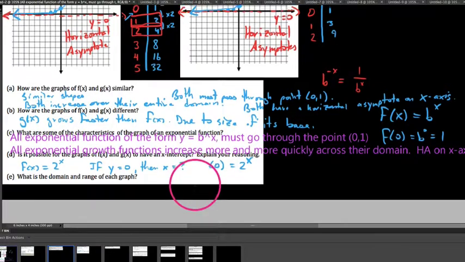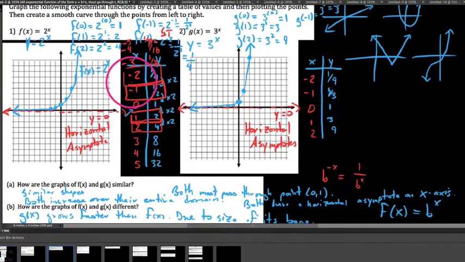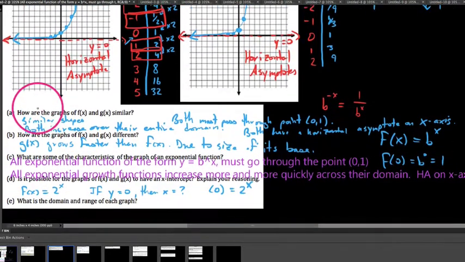And that's not to say we don't get close. As a matter of fact, we could see that if we were to continue to plug in more and more negative x values here, -5, 2 to the -5 is 1 over 32. 2 to the -6 would be 1 over 64. -7 would be 1 over 128. That's just so close to 0. But you can see that this graph is never going to get to a height of 0.